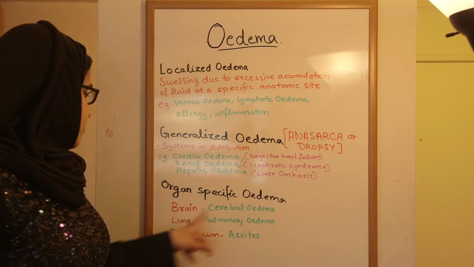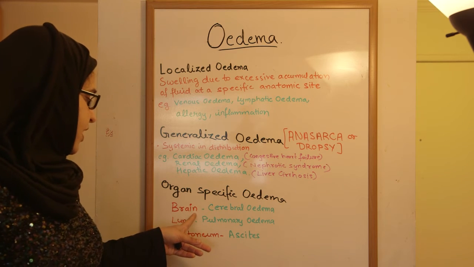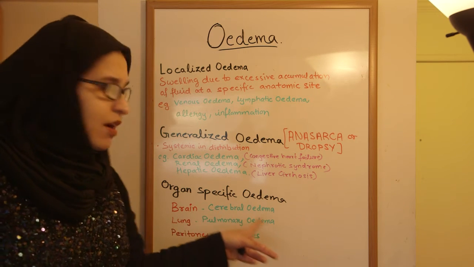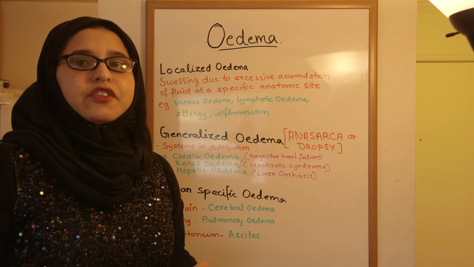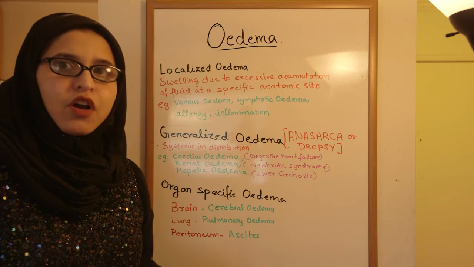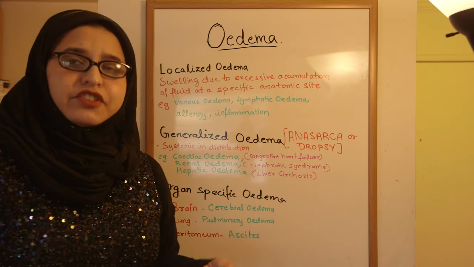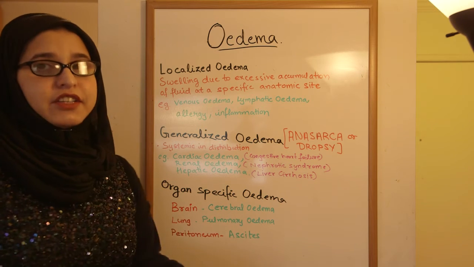Now the organ-specific edema. Organ-specific edema can occur in brain. It is called as cerebral edema. It is also called as brain swelling. It may occur due to any acute traumatic injury to the brain like stroke, or it may occur due to chronic conditions like brain tumors. It is a fatal condition.